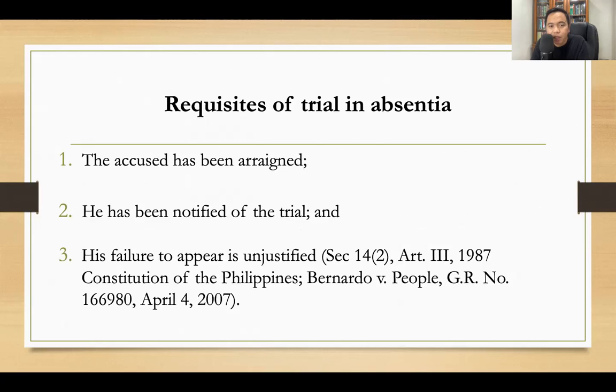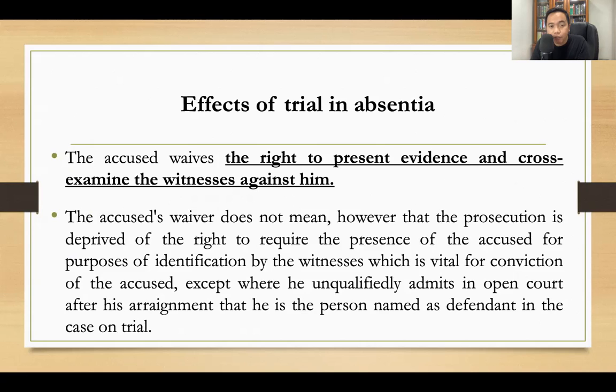So class, please memorize the requisites of trial in absentia. When you say in absentia, the accused is personally not present. Number one, the accused has been arraigned. This is the most important requisite of trial in absentia. There can be no trial in absentia if the accused had not been arraigned. Number two, he has been notified of the trial. And third, his failure to appear is unjustifiable.